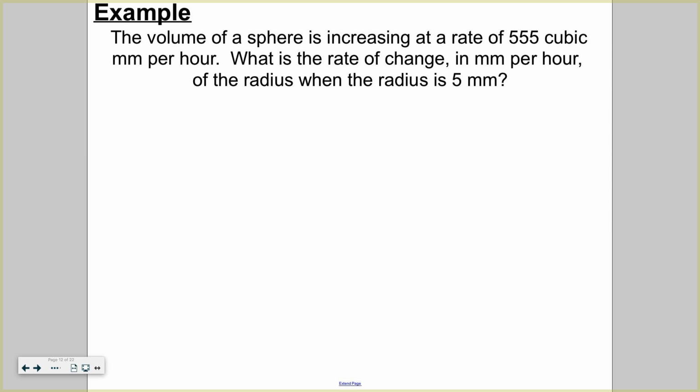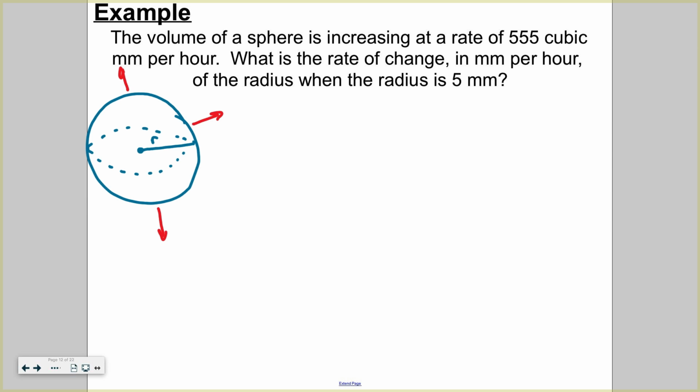All right, so I'm going to do my best to draw a sphere here. Not a bad sphere, but not an awful sphere. It looks more like a giant eyeball. But again, the sphere is going to have a radius. And we know that the volume of the sphere is increasing. So we can draw those arrows to represent increasing. And if the volume is increasing, we then know that the radius is increasing.